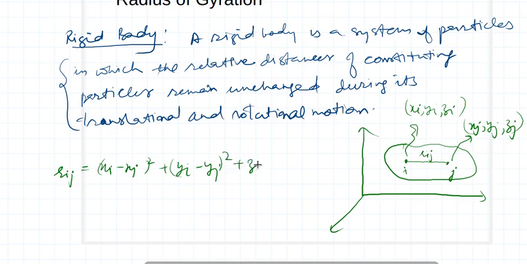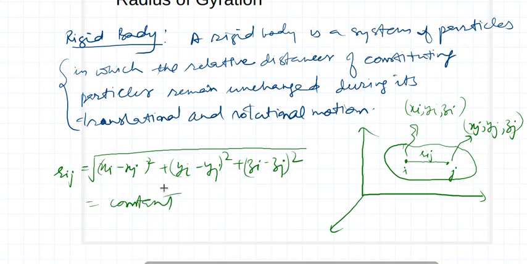Here, this distance must be constant, and then such a body is said to be a rigid body, right? So now after the definition of this rigid body, I will talk about the moment of inertia, and then later I will talk about the radius of gyration.